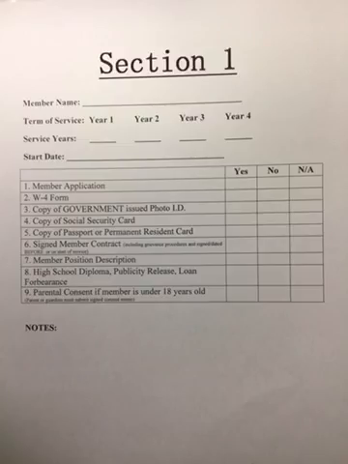The W-4 form, once again, this is pretty straightforward, but do keep in mind that you are using the most current tax year form. Don't use a form from last year. And on number 3, the copy of a government-issued photo ID. This can be a driver's license, a learner's permit, or it could be a passport. A student ID does not count.